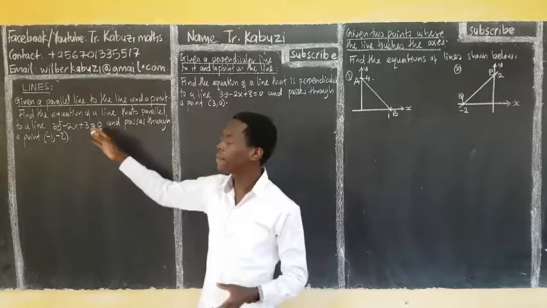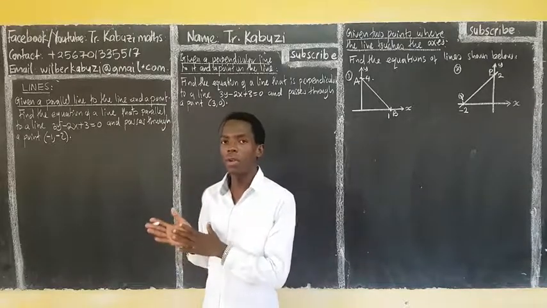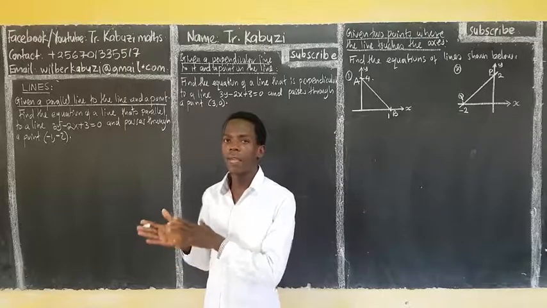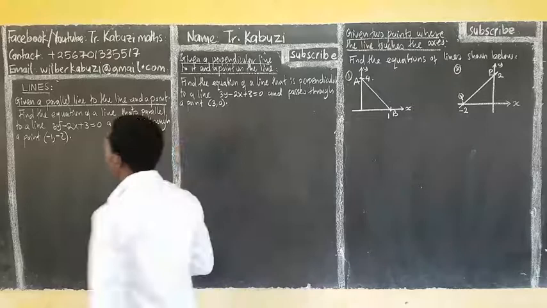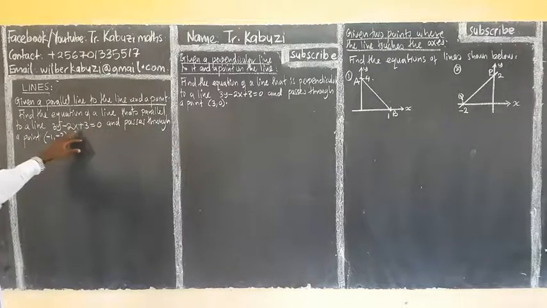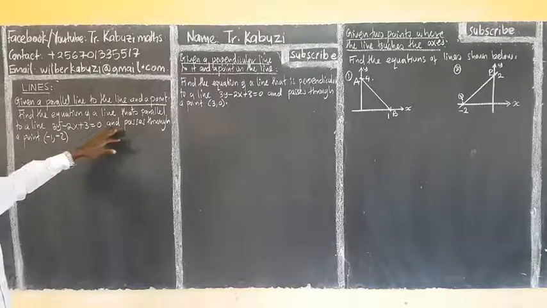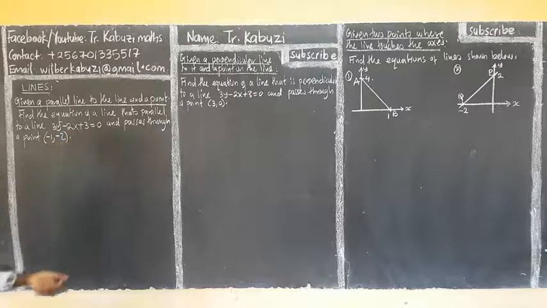So meaning if they give you a parallel line, all you need to do is to get the gradient from that line. That gradient will be the same as the gradient of the line you want to find. So now they are asking us to find the equation of a line that is parallel to this line, and that line is passing through this point. In simple terms, they are giving us the point where it passes, then we just need to get a gradient from this. But to get a gradient from this, we first rearrange.